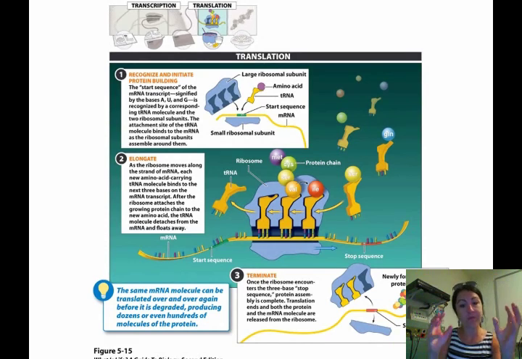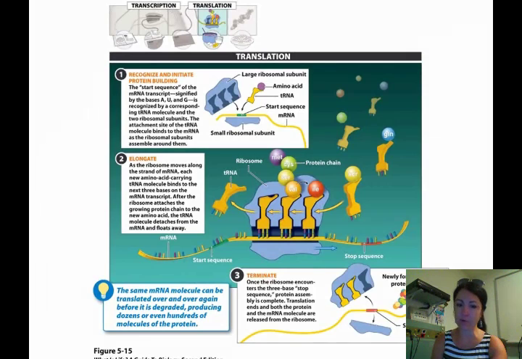So the final step in this is that something has to tell it it's done. Where do we know that the protein chain is finished? And so that's the terminator region. Once the ribosome encounters the 3 base stop, so 3 letters tell it, all right, stop coding, stop putting amino acids on, release the chain of protein.